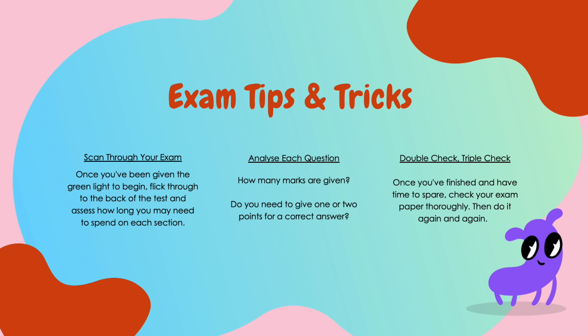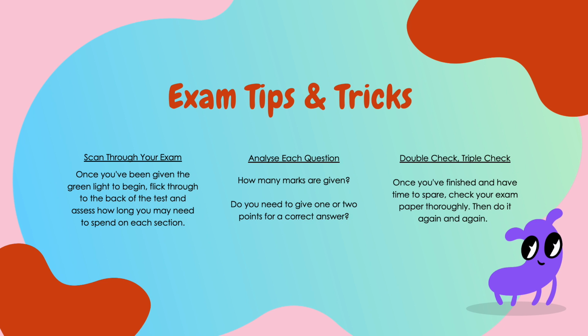You're going to want to analyze each question. And this means as you're scanning through your exam paper, seeing how much time you're going to spend on each of the sections, you need to look at how many marks are available for each question. For a 1 mark question, you need to make 1 point in your answer, which will give you that 1 mark. For a 2 mark question, you need to make 2 points in your answer, and that will get you 2 marks.